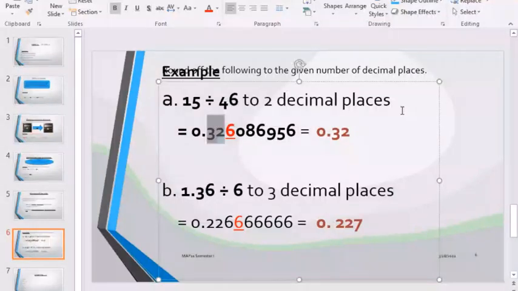So this is 0.33. Is that clear? So rounding off the values to 2 decimal places is 0.33. Instead of 0.32, it's 0.33, mainly because the reference value or the next number is more than 5.